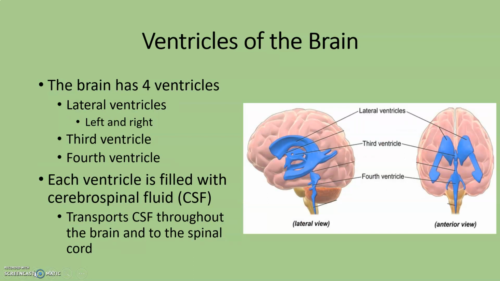The brain has 4 ventricles, and these ventricles are responsible for the production, transport, and removal of cerebrospinal fluid. The 4 ventricles are as follows: the lateral ventricles, in which you have a left and a right, the 3rd ventricle, and the 4th ventricle. Each of these ventricles is filled with cerebrospinal fluid, and the ventricles function to transport that cerebrospinal fluid throughout the brain into the spinal cord.